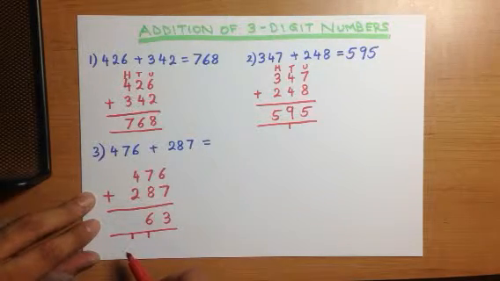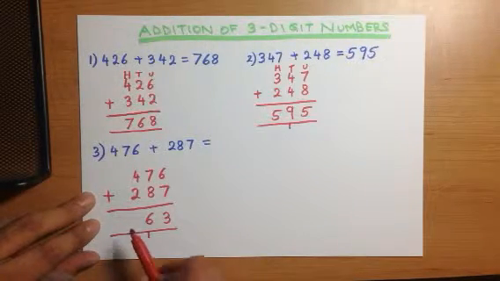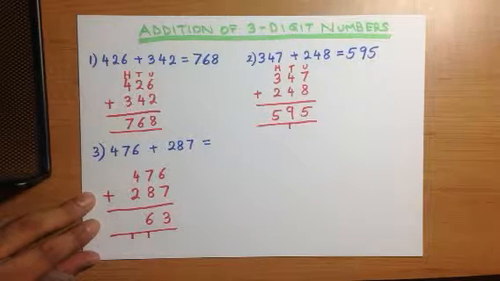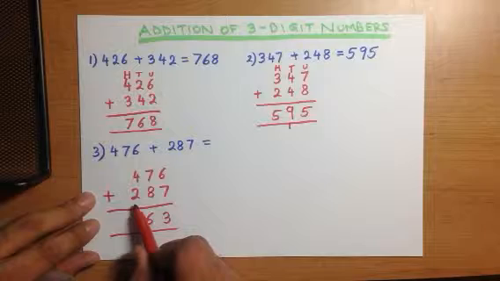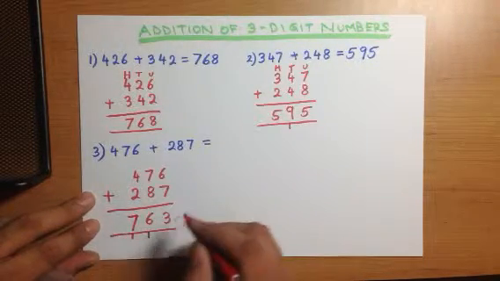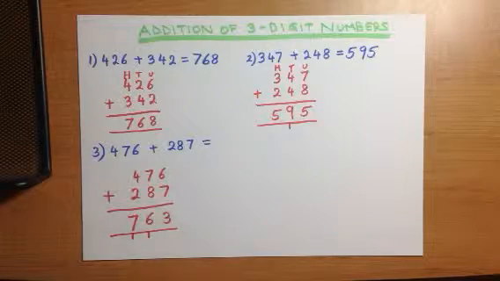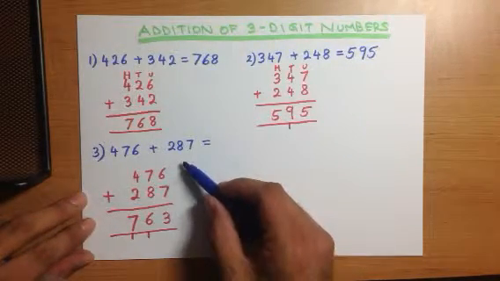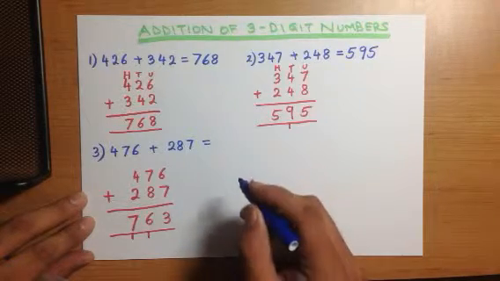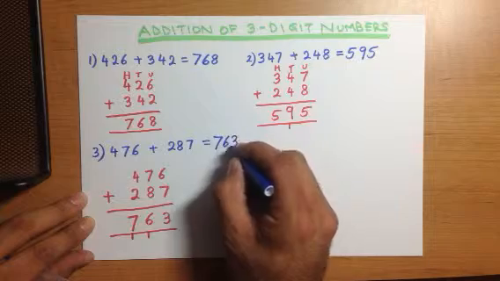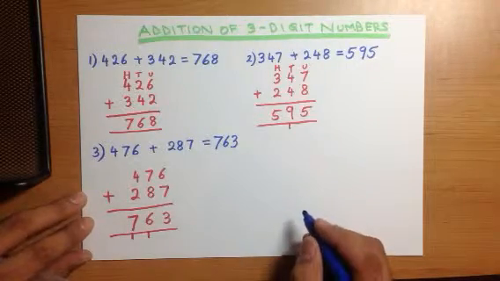Finally, we add the hundreds. What is 4 plus 2 plus 1? Well, 4 plus 2 is 6, plus the 1 is 7. And we have our answer. So 476 plus 287 is 763. That wasn't very difficult, was it?